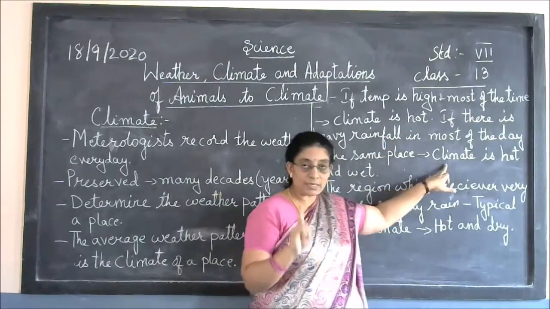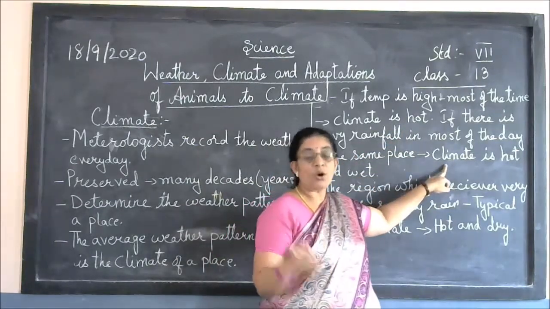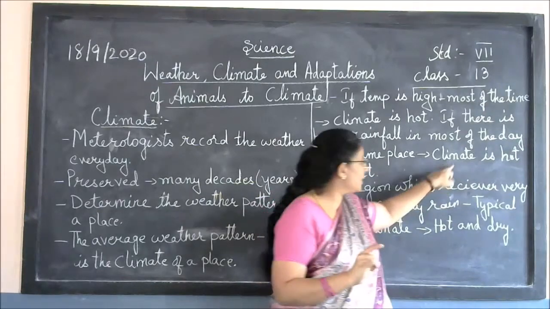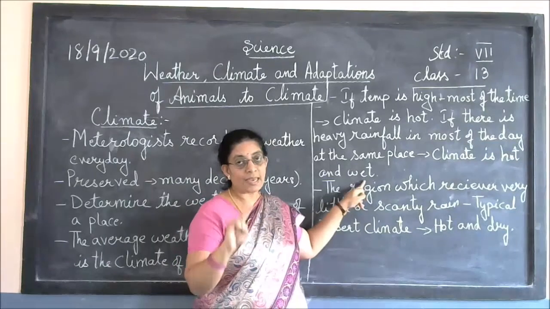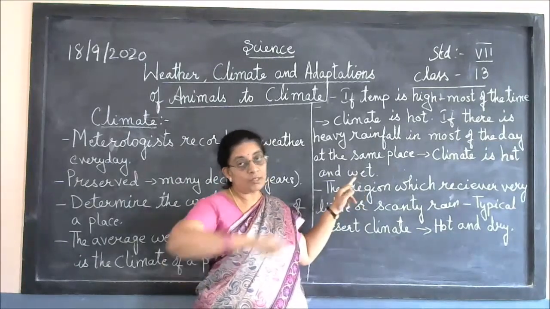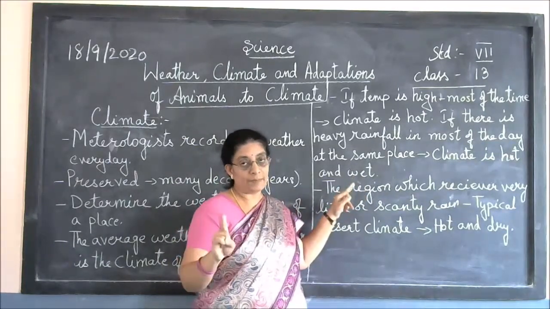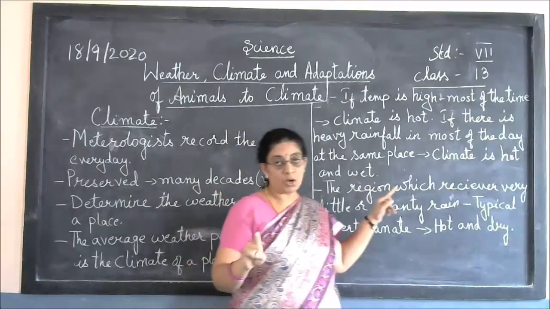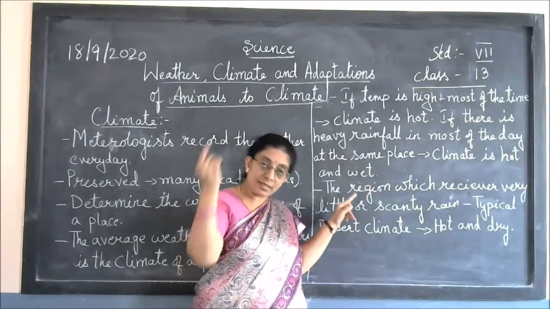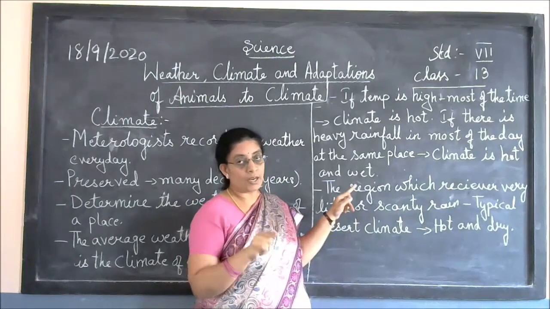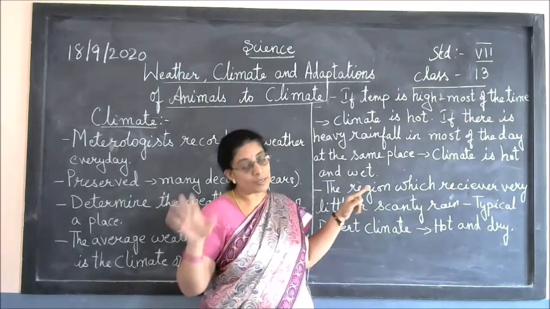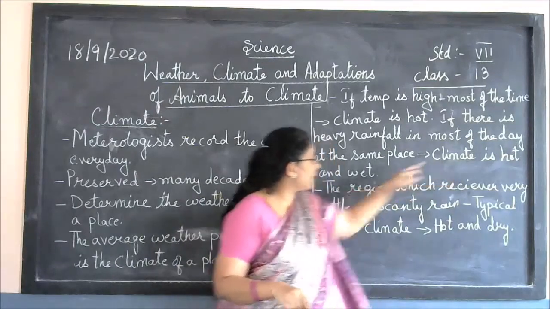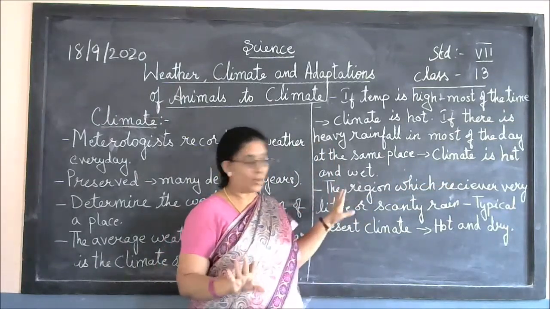Then the name we give for this climate is hot and wet. Hot and wet. It is hot throughout the day, and during this hot season they experience rainfall. They have the sunlight also, and the land is always wet. So it is called a hot and wet climate.